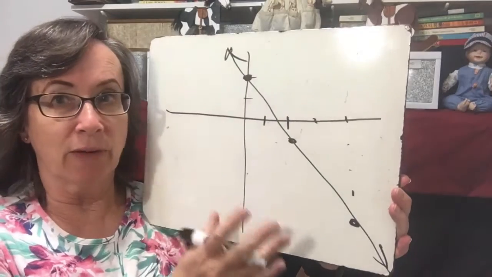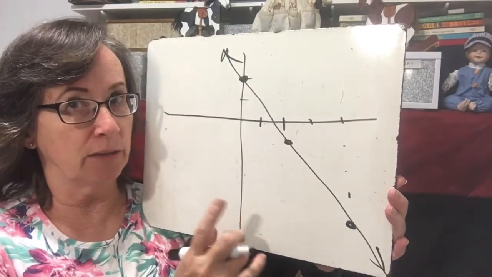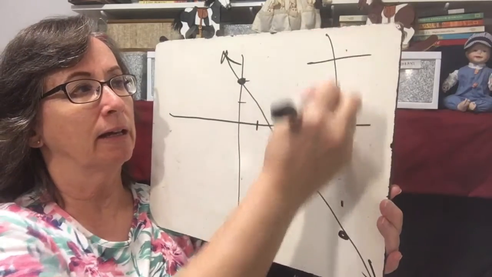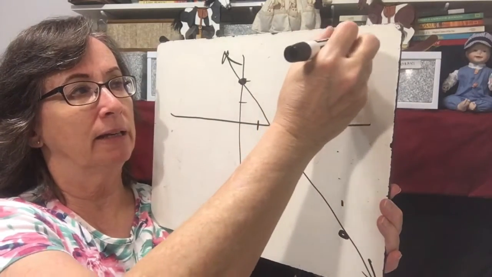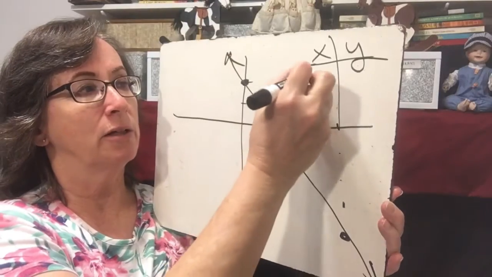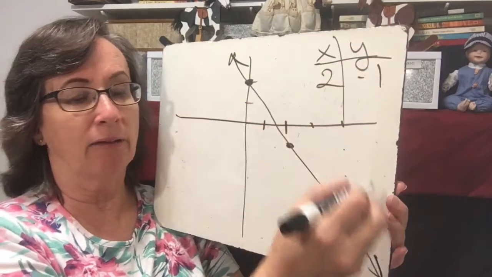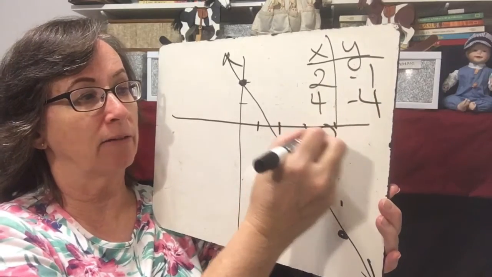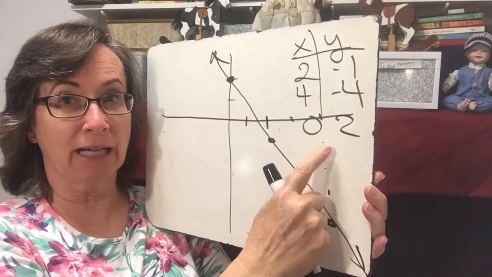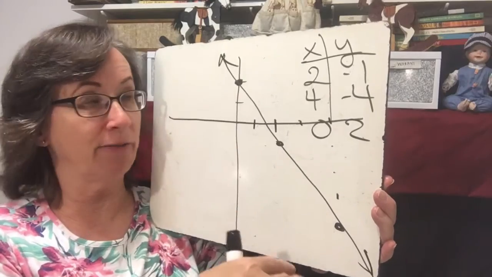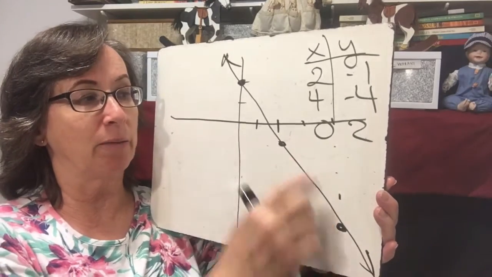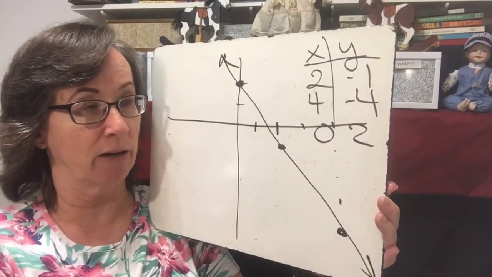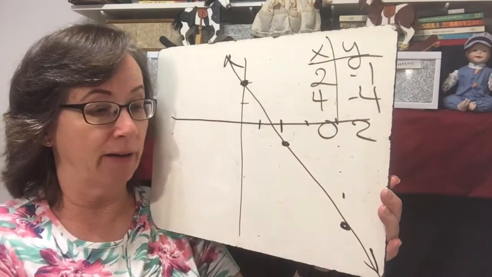Now, whenever I'm going to graph, don't I want to include some points? Now, I can either include the points in a grid, like my XY grid. I could put 2, negative 1, and 4, negative 4, because those were points I found. I can put them on my grid like that, and then I can graph it, or I can just label the points on the graph, but I should have my points somewhere, either in a grid or on the graph itself.